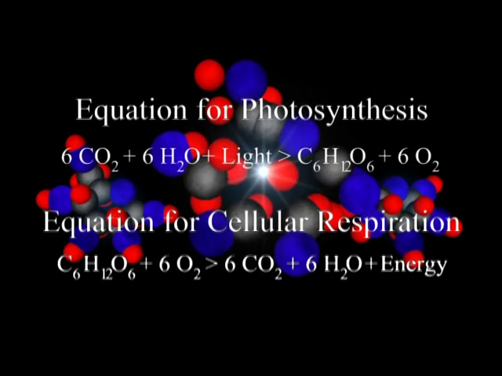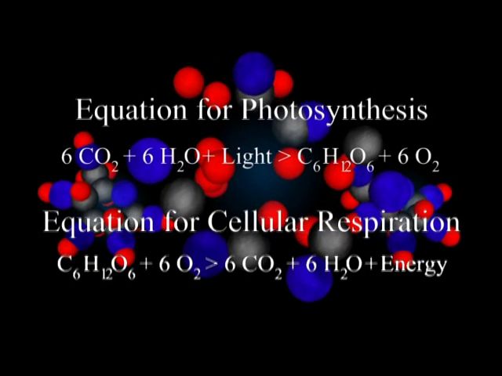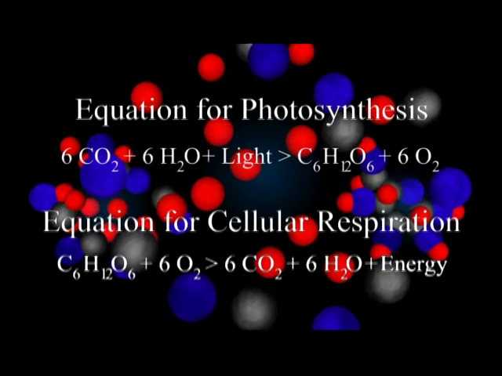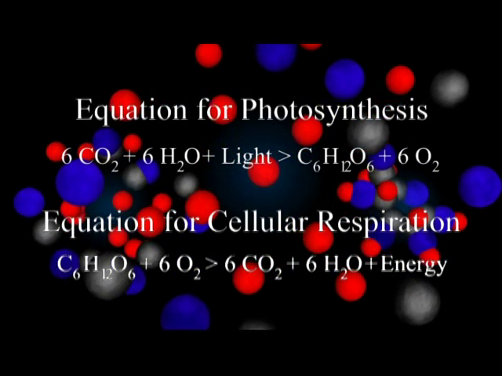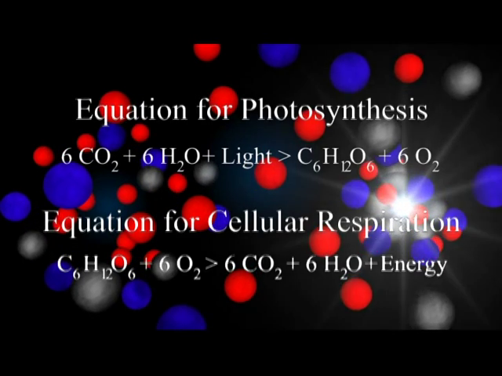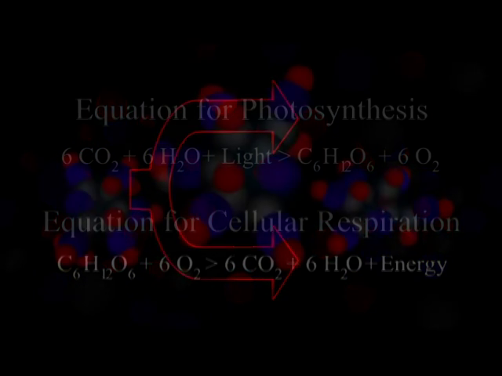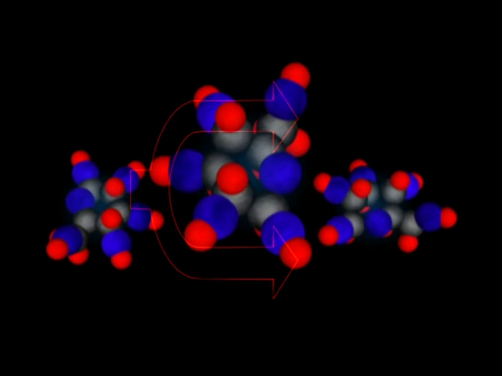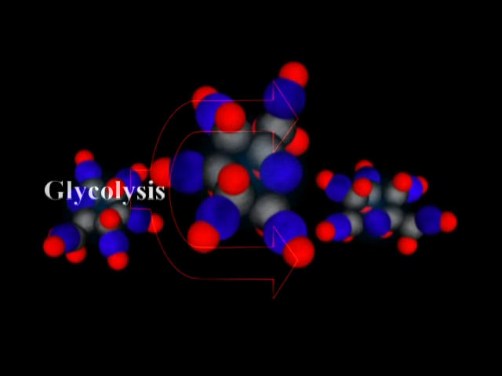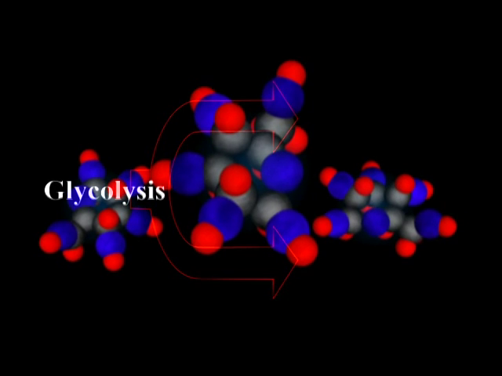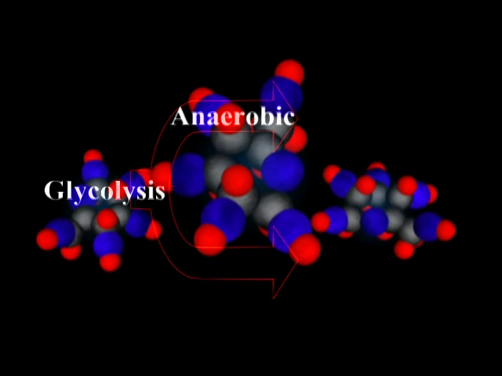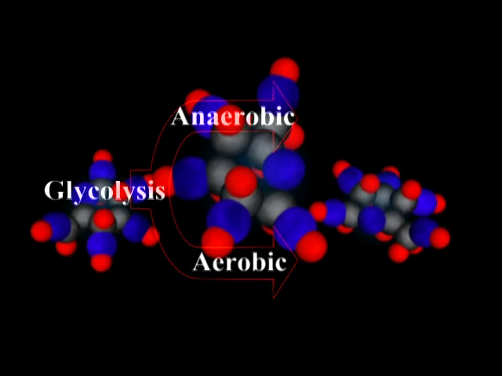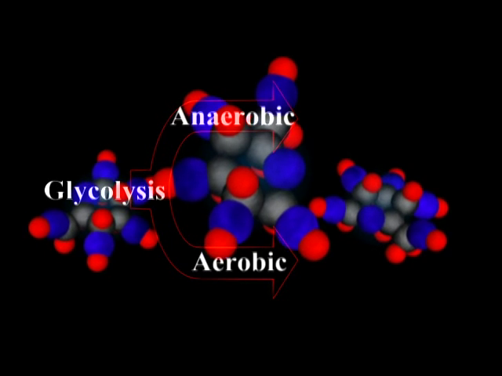Cellular respiration, on the other hand, takes a glucose molecule and 6 molecules of oxygen and converts them back into 6 molecules of CO2 and 6 of H2O, releasing energy in the process. The process of breaking apart glucose molecules to obtain their energy always starts with glycolysis. What happens next depends on whether anaerobic, or without oxygen, conditions or aerobic, with oxygen, conditions exist within the cell.